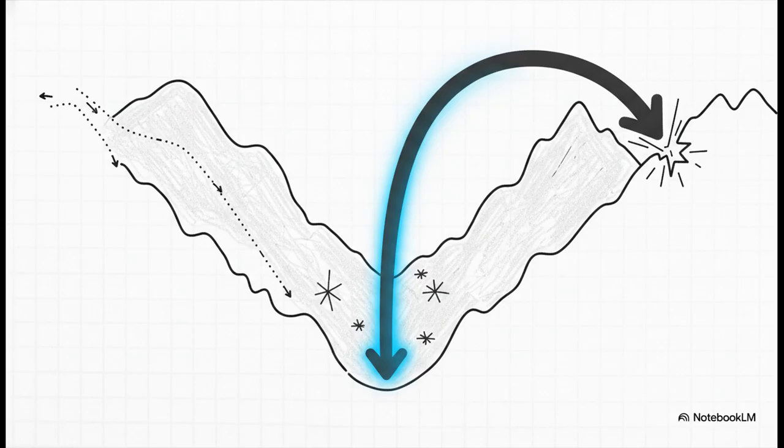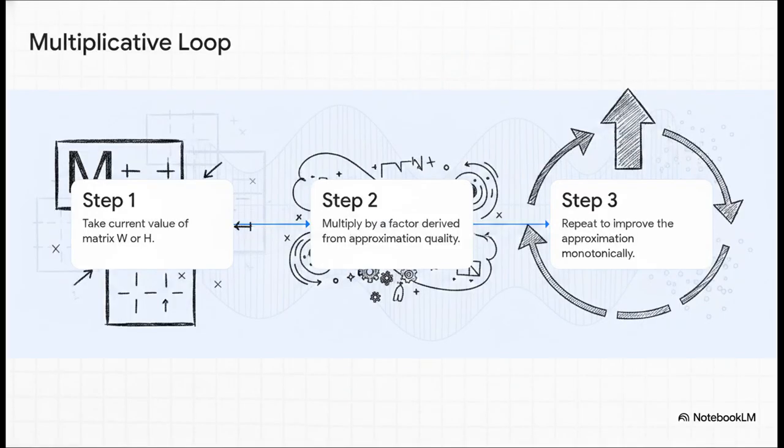Having to tune this can be a massive headache, especially when you're dealing with huge data sets. So NMF requires a smarter, significantly more reliable update method that naturally respects that strict non-negativity constraint we talked about. So instead of adding or subtracting a gradient step, the authors use this brilliantly elegant multiplicative update loop. Here's how it works. Step 1, take your current guess for matrix W or H. Step 2, multiply it by a specific factor that's derived entirely from the quality of your current approximation. Step 3, repeat. Literally, that's it. You just keep multiplying. And the math completely guarantees that with every single multiplication, your approximation improves.